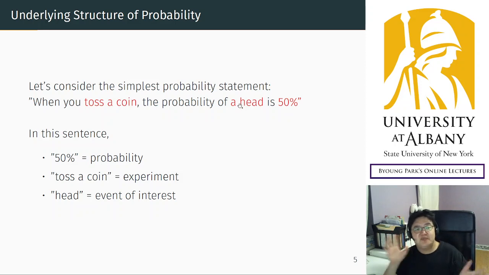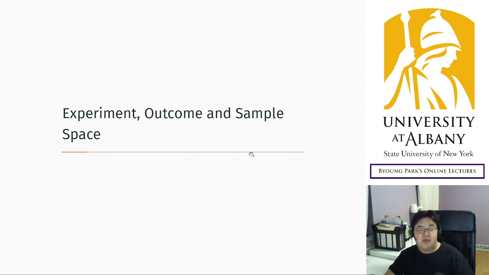This is the simplest possible example, and it contains almost every element of probability. If you drop one of them, then it's not a perfect sentence to say something about probability in this case. So based on that example, we will define in a more general case experiment, outcome, and sample space.